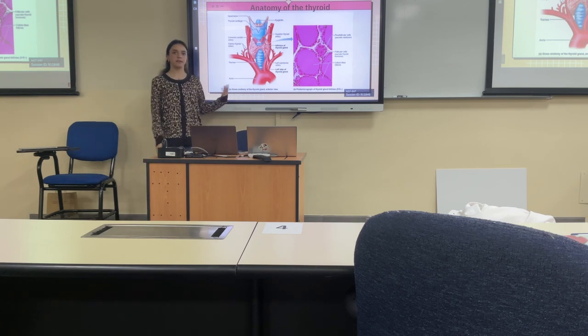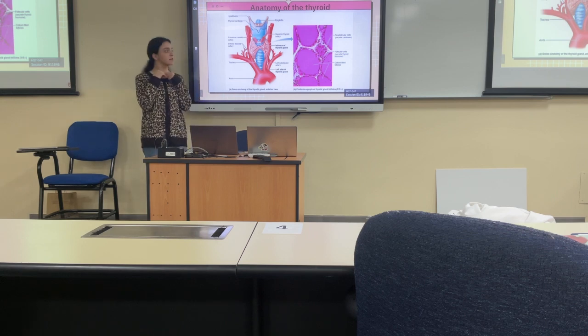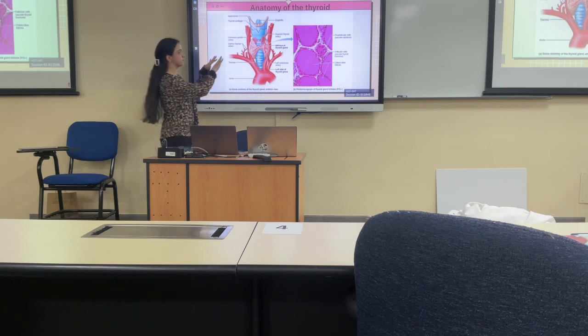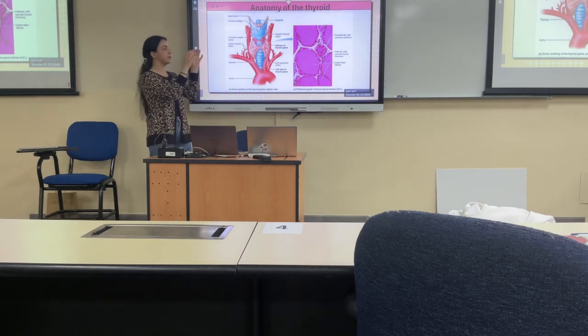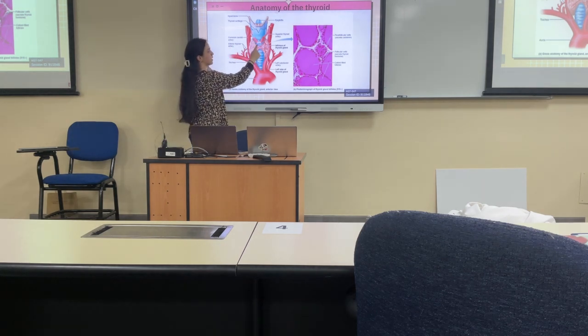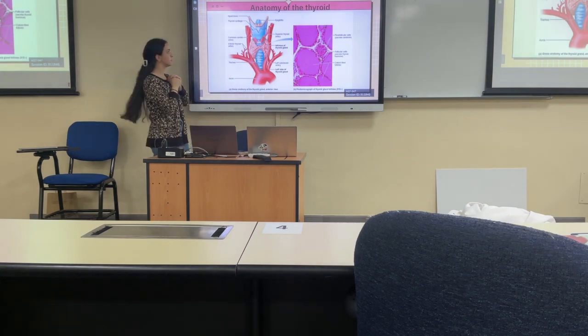Okay, so let's first of all start with the anatomy of the thyroid. The thyroid is a gland that is present on our trachea. It's inferior to the larynx, and it engulfs the trachea like this. Okay, it looks like a butterfly. It's formed of two lobes, and there is a connecting mass between them called the isthmus of the thyroid gland.